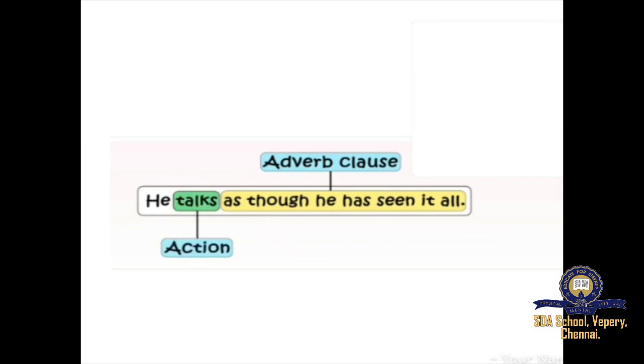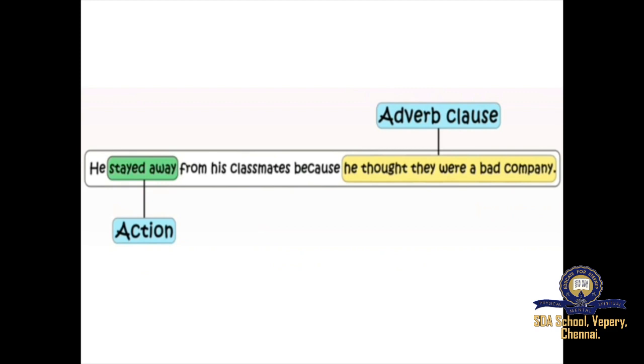Let's see some examples. He talks as though he has seen it all. Here, as though he has seen it all is an adverb clause because it highlights the action talks. Let's see one more example. He stayed away from his classmates because he thought they were bad company. Here, because he thought they were bad company is the adverb clause because it highlights the action, that is the verb, stayed away. Students, I hope you understood the two clauses.